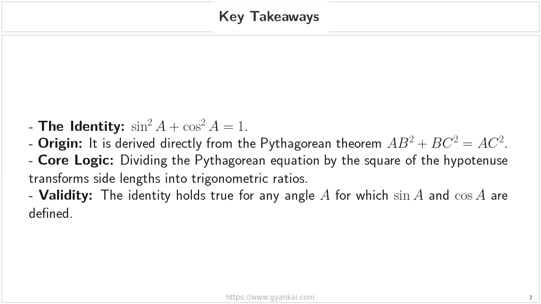Finally, keep in mind the validity of this identity. This relationship holds true for any angle A for which sine of A and cosine of A are defined. I hope this derivation has given you a clear understanding of where this identity comes from and how it functions.